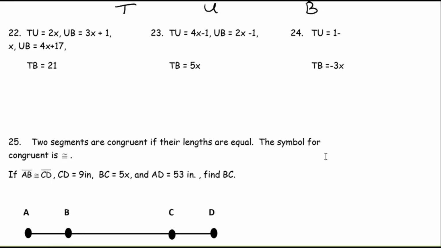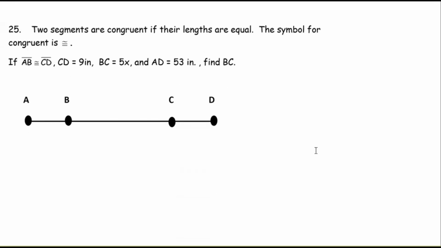And then 25, two segments are congruent if their lengths are equal. The symbol for congruence is this congruent symbol. We're trying to find BC. So if AB is congruent to CD, so they're saying that these two are the same. BC is 5x, and the whole thing, right? A to D is 53 inches. Find BC.